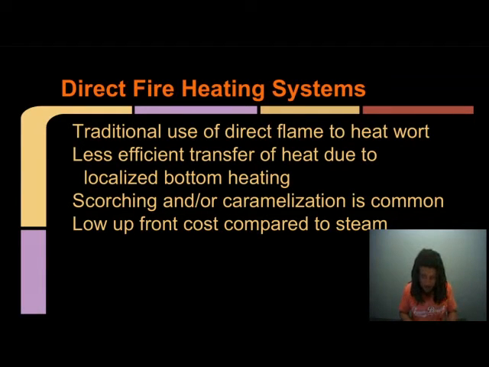What happens because of this is oftentimes we'll have a scorching and or a caramelization, which is a common characteristic of a lot of direct fire brew houses, where you'll get a little more caramel characteristic, a little bit more scorching of the sugars and the grains, because you have a localized heat on the bottom. There is, however, a much lower upfront cost compared to steam systems, because in these systems you don't, for example, need a boiler room and a boiler itself and any of the piping that comes along with steam. So upfront cost, it is definitely less.